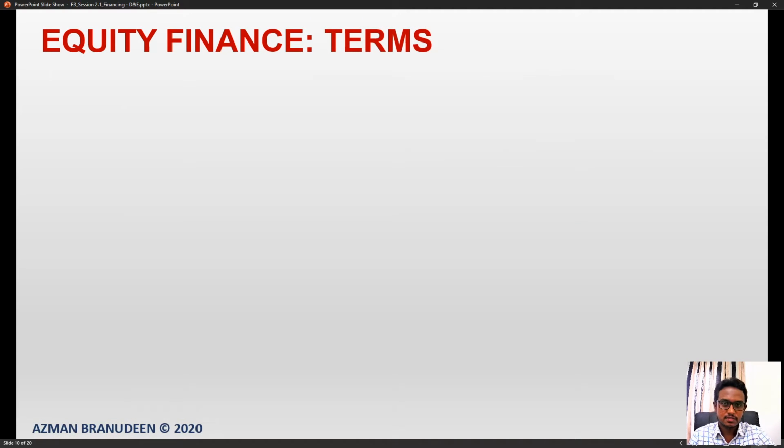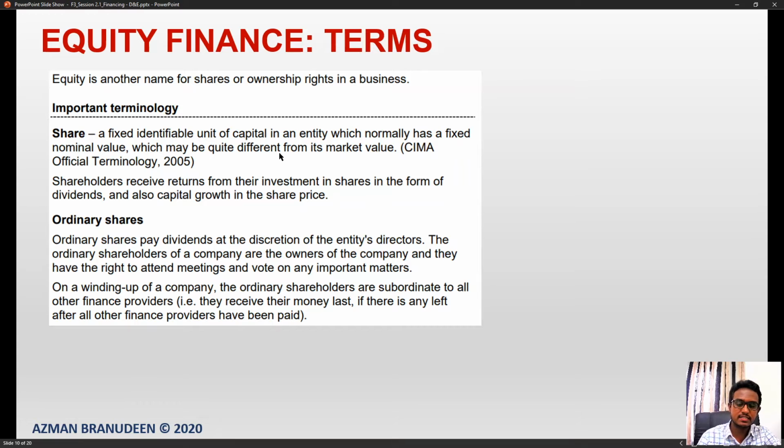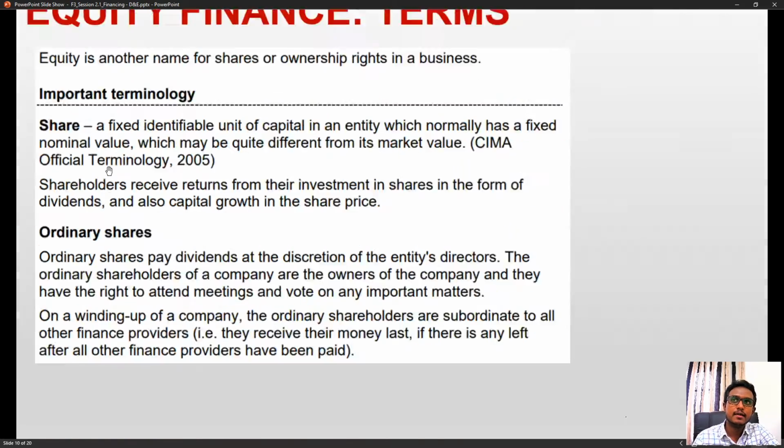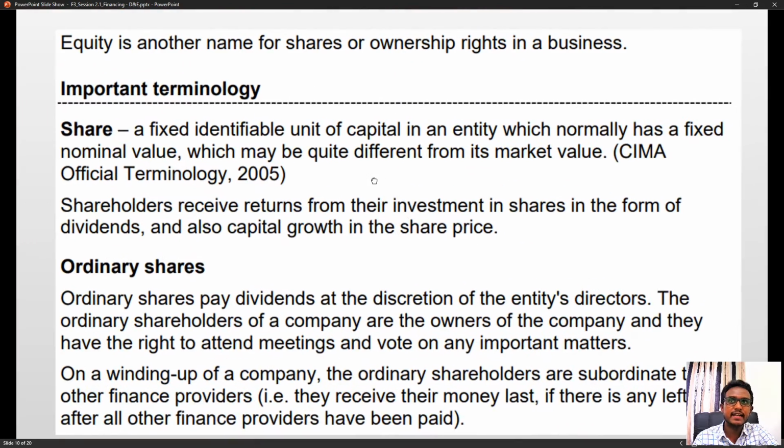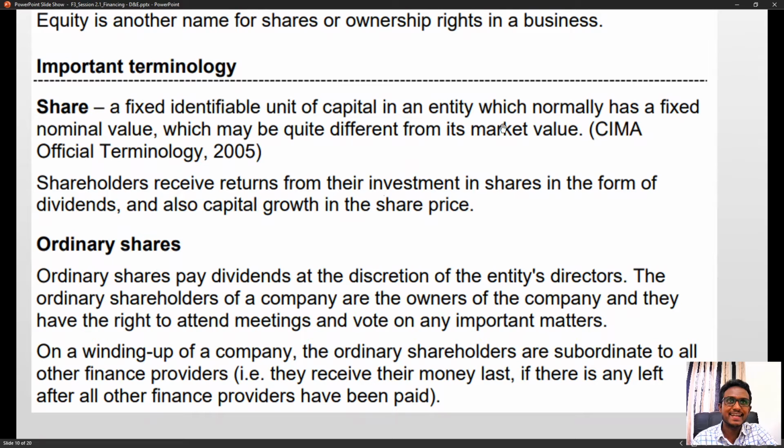What are the key terms? Obviously, we have to understand important terminology. Equity is another name for shares or ownership rights in a business. A share is a fixed and identifiable unit of capital in an entity which normally has a fixed nominal value, which may be quite different from its market value.